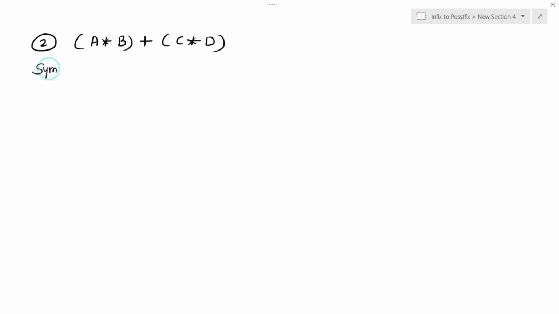The first column is symbol. We have to scan each and every symbol in the expression. The second one is stack, and the third one is postfix expression, because we are going to convert the infix expression into postfix. Now let's start from the very first symbol, and that is a left parenthesis. So left parenthesis is an operator, so it directly goes to the stack. Then the next symbol is A. A is an operand, so it goes to the postfix expression, and here is the left parenthesis.